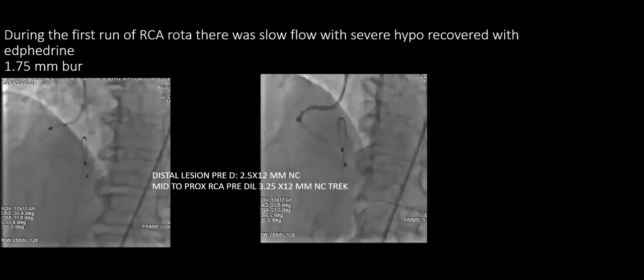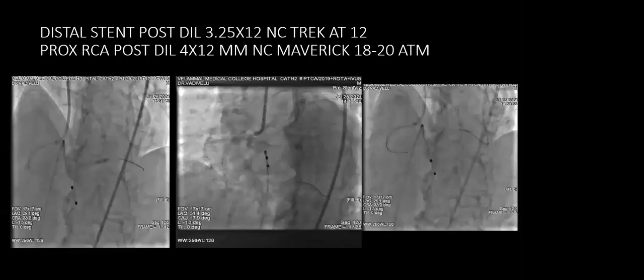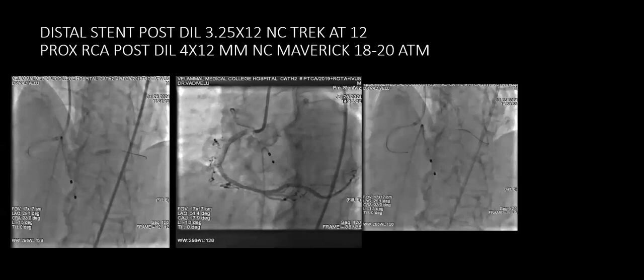And this is after rotablation, and after adequate pre-dilatation with a 3 mm NC balloon. So the 3.5 distal RCA also had a lesion which was stented with a 3 into 24 mm stent, and proximal to mid RCA was stented with a 3.5 mm long stent. And post dilatation was done with a 4 into 12 mm balloon at high pressure.